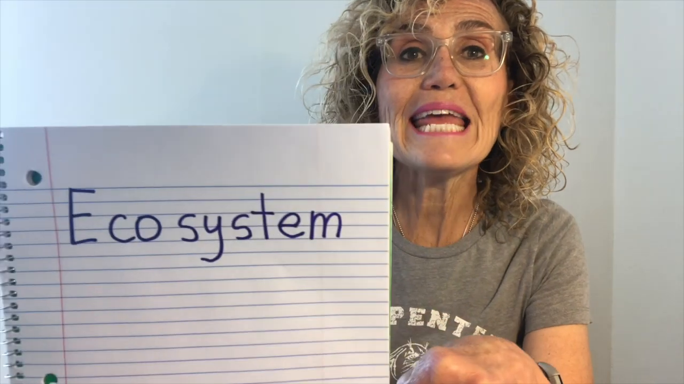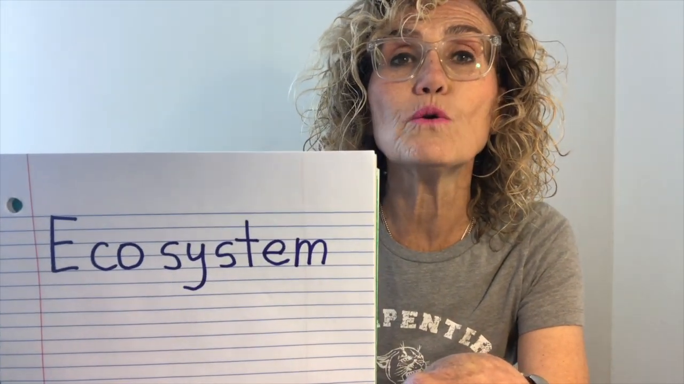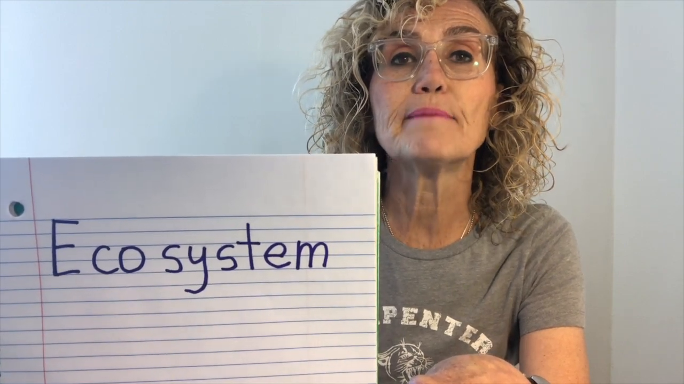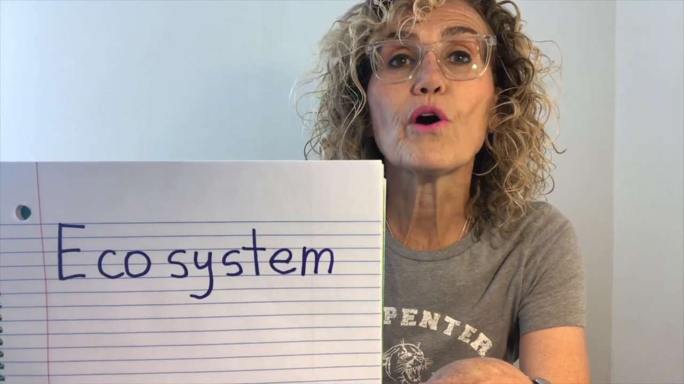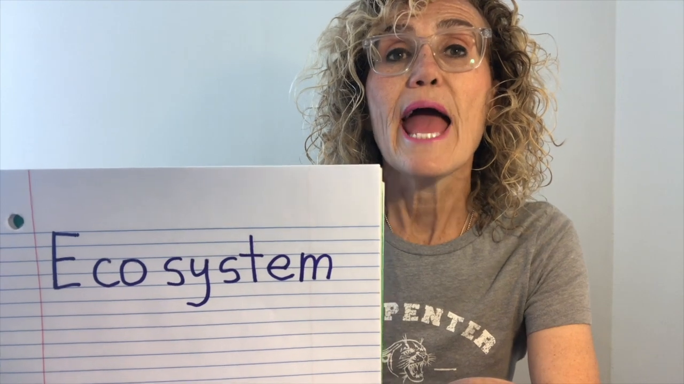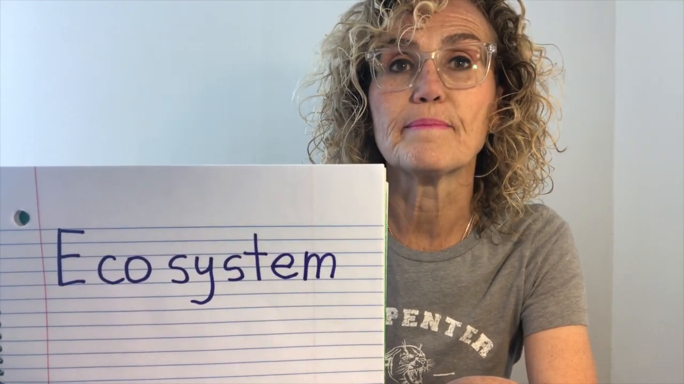So today we're going to start looking at a freshwater ecosystem. An ecosystem is another type of a system, right? But usually it's a natural system. It's a system of living and non-living things that work together to make a complete environment. And we're going to look at a freshwater ecosystem.